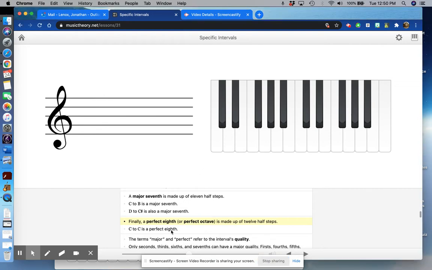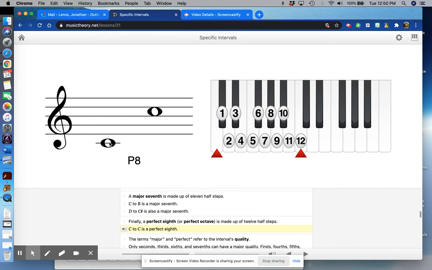So, for instance, C to C, right? It gives us a P8 or a perfect eighth or a perfect octave. It is 12 half steps, okay? Which is important because if you wrote a C here and a C flat here, and you just saw two C's and said, oh, that's a perfect octave, well, then you'd be wrong, because a C to a C flat is only going to be 11 half steps, right? So it's still got to be 12 half steps. So you've got to make sure that each note has the same name, right?